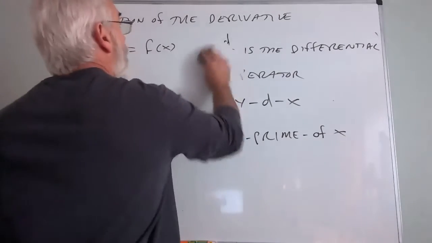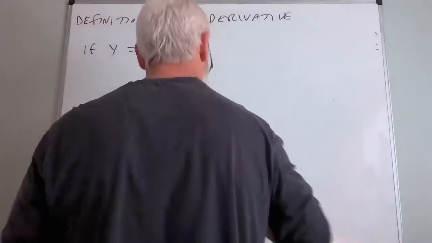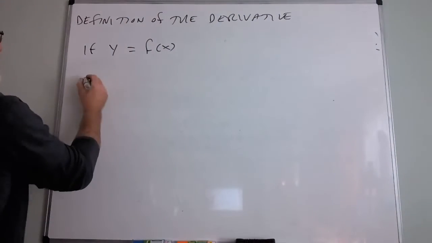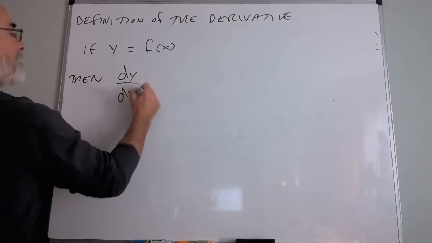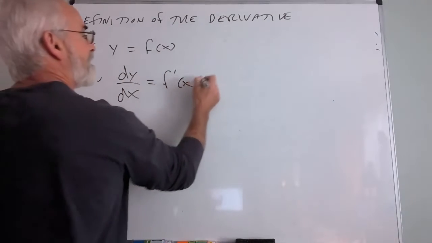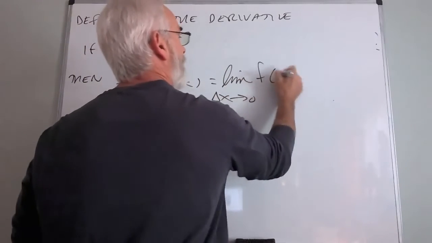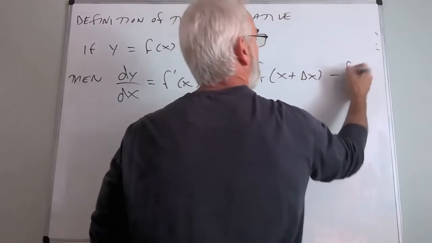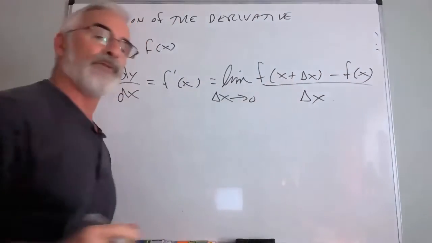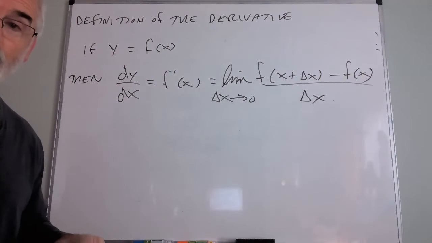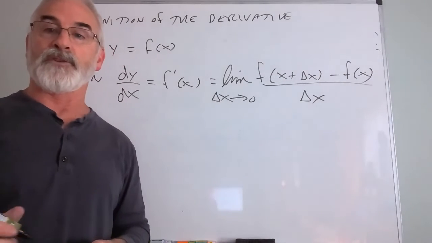So now, the definition of the derivative: if y equals f of x, then dy dx, which equals f prime of x, is equal to the limit as delta x goes to 0 of f of x plus delta x minus f of x all over delta x. This is the definition of the derivative. In other words, what we just did a moment ago to find the slope of a tangent line is also what we're going to call the definition of the derivative.